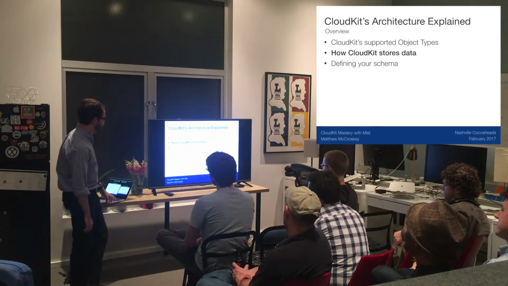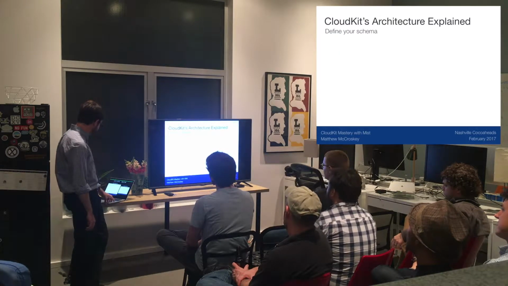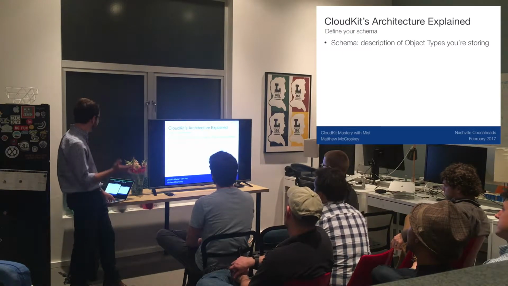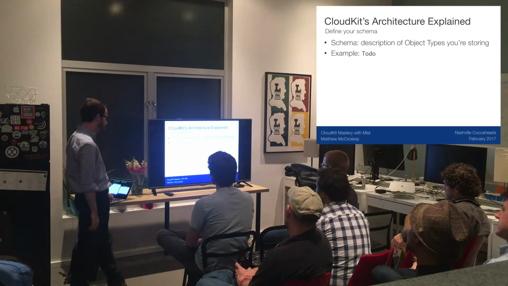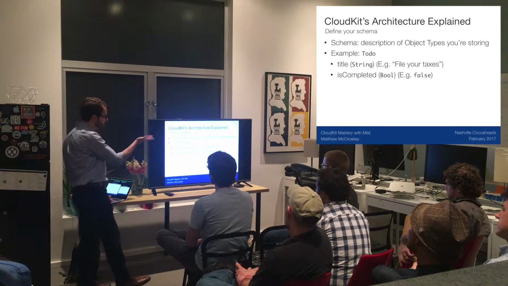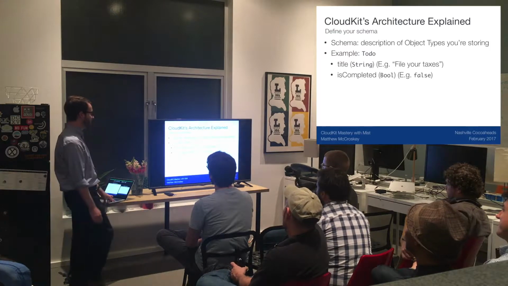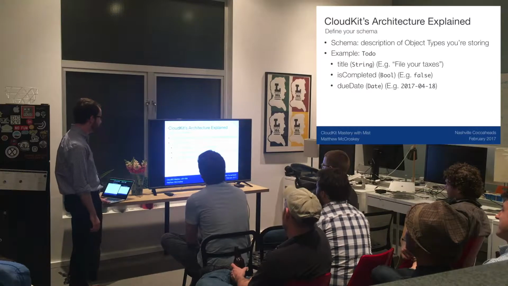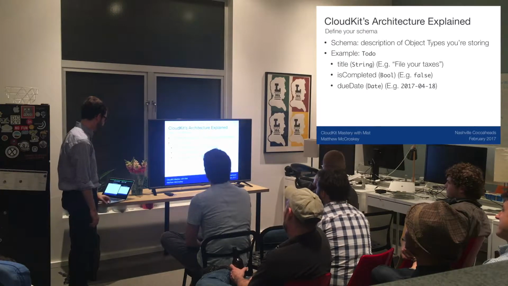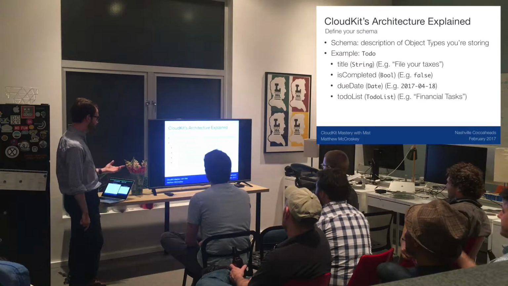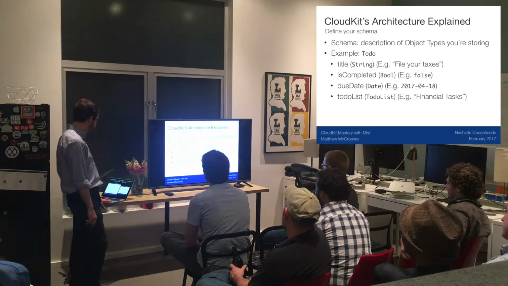Okay, so that's how CloudKit stores data. Finally, defining your schema. This is pretty quick. Again, a schema is just the types of objects that you're storing and the properties and relationships they have. So for example, a to-do would have a title, string, file your taxes, an is completed flag as to whether you completed that or not, which would be false for me. Due date, which is actually the 18th. I looked this up for this slide. It's not the 15th. Parent to-do list, like financial tasks, whatever your to-do list is called.